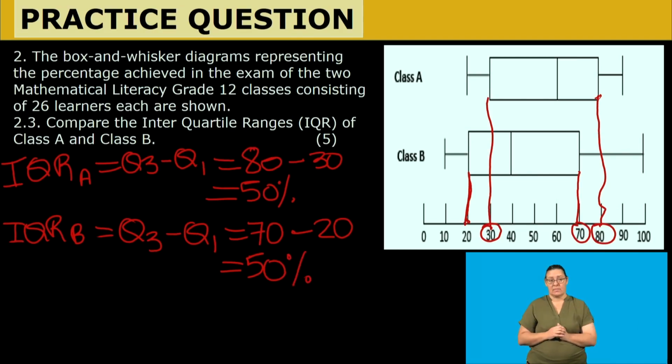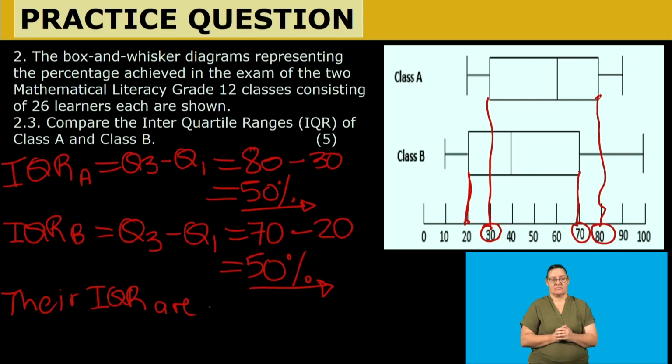So they said we must compare. When you are comparing them, what can you see? What can you say about them? What are you noting? The interquartile ranges are the same. Their IQR are the same, or they are equal. So that is what you can say if you have to compare them. Remember, for you to compare, you must first perform calculations.